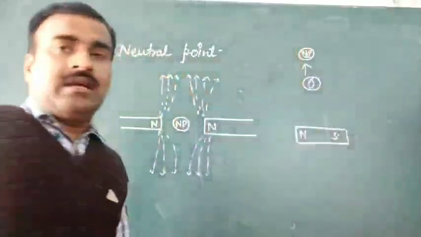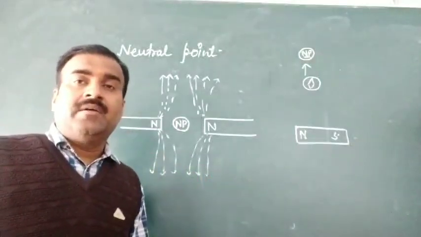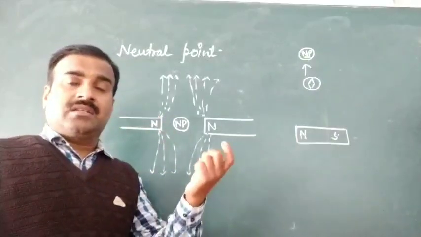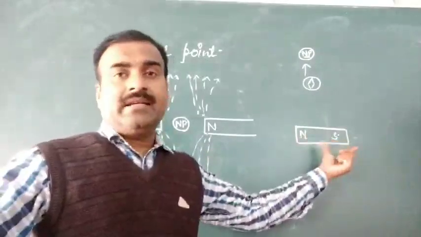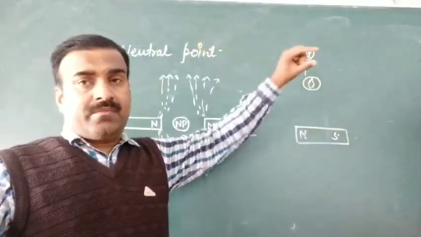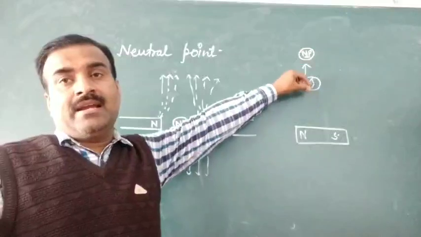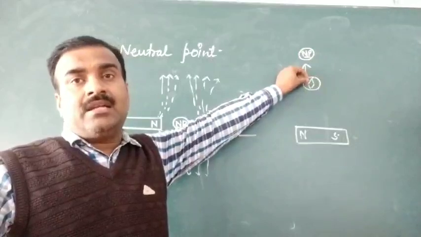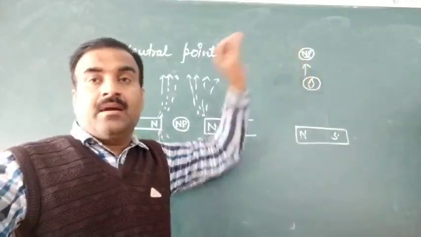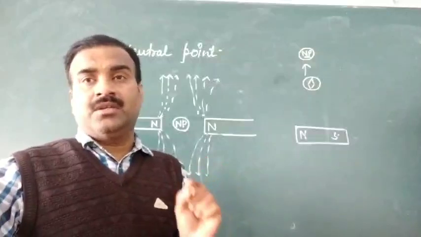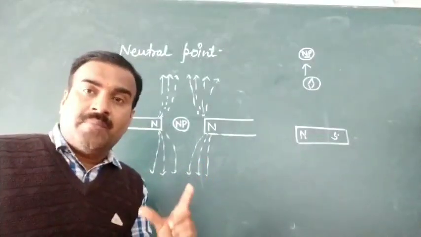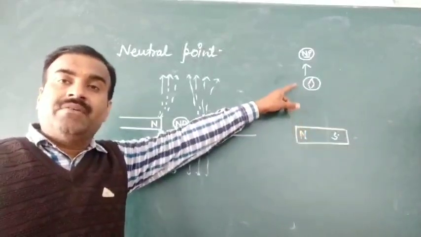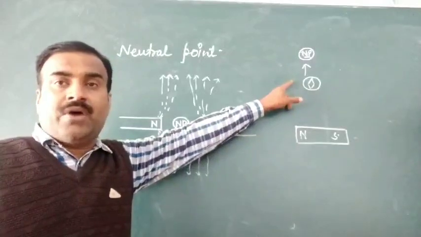At a certain point, no deflection will be shown by the magnetic needle. Try to understand in an easy manner. If we take a bar magnet and also take a magnetic needle, and the magnetic needle is moved nearby the bar magnet, we will get the deflection at each and every point.